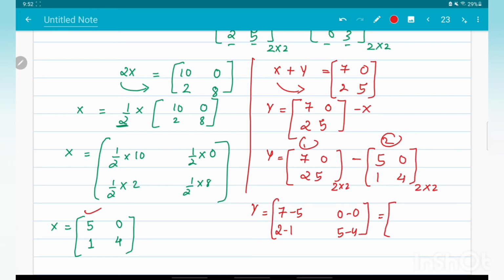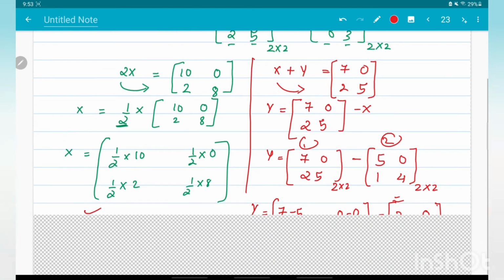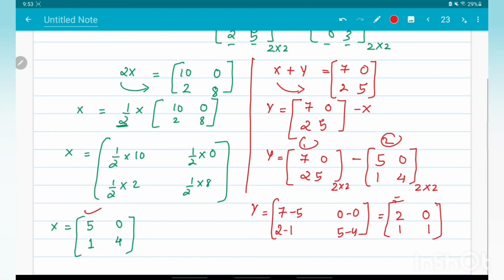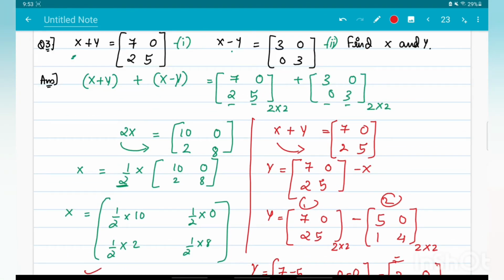Always the second matrix only will be subtracted from the first one, right? So this becomes 2, 0, 1, 1. Right, so this is our final matrix y. So we have found the value of x and y. They were two matrices and we found the value. So these kind of questions are also very common in your exam. Okay, so you just have to solve it like how you solve your normal equations. Okay, they are very simple.